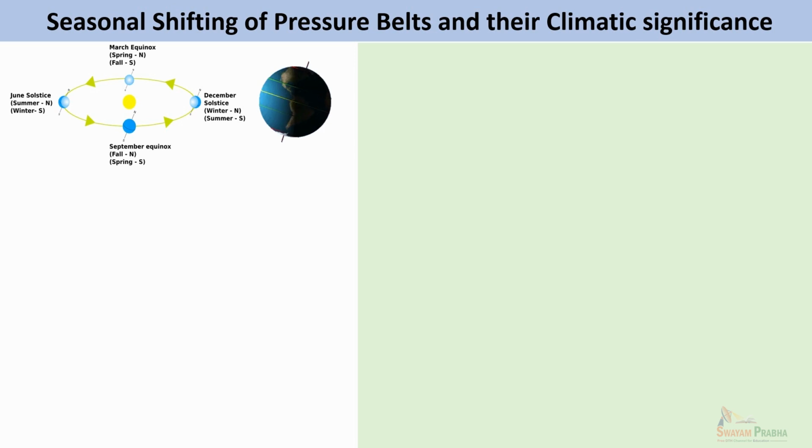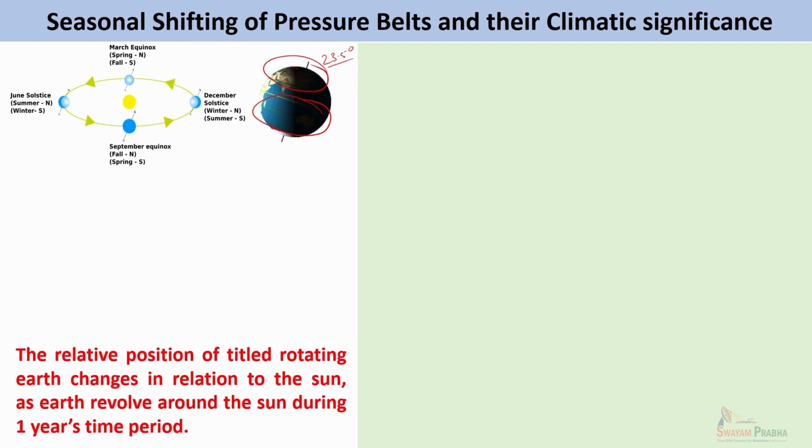We also know that our Earth is revolving around the Sun and is tilted at 23.5 degrees on its axis, which leads to variation in the amount of insolation which is received in the northern regions as well as in the southern regions. The relative position of the tilted rotating Earth changes in relation to the Sun as the Earth revolves around the Sun during the 1 year's time period.